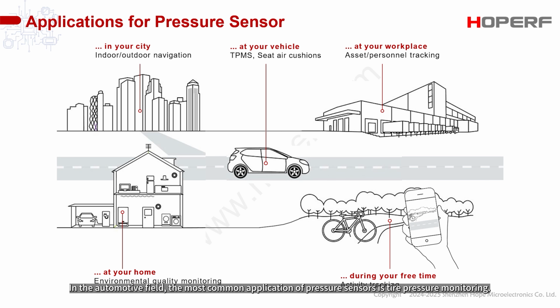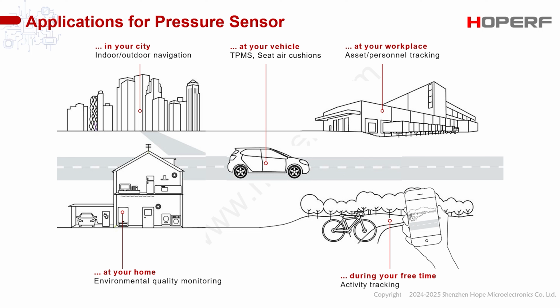In the automotive field, the most common application of pressure sensors is tire pressure monitoring. It can monitor the pressure changes of the four tires in real time. In warehouses and production areas, pressure sensors can also be used for tracking assets and personnel.